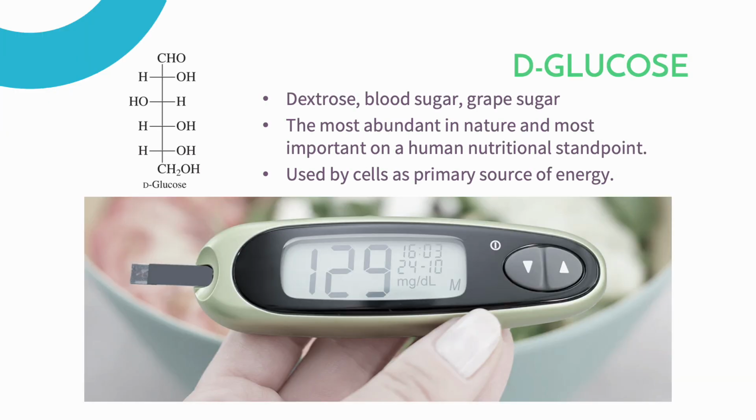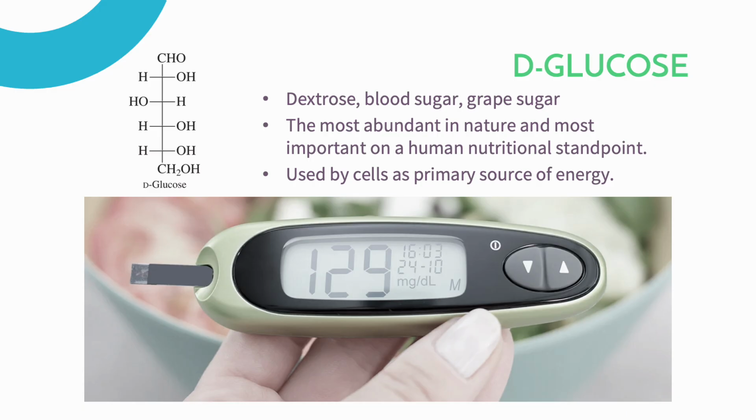D-glucose, which is also called dextrose or blood sugar or grape sugar. Ripe fruits, particularly ripe grapes, are a good source of glucose, which is often referred to as grape sugar. Dextrose is an optically active D-glucose in aqueous solution. It rotates plane polarized light to the right.